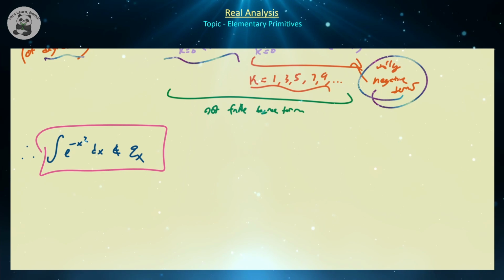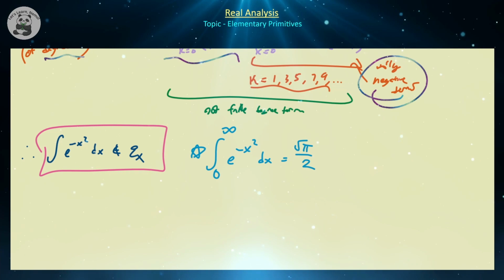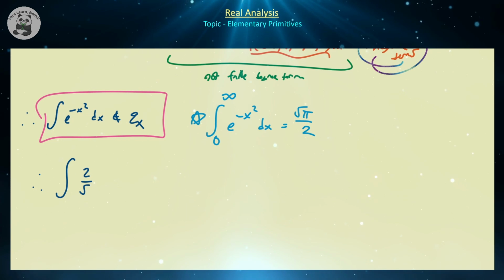And this motivates the creation of a new function. But before we do that, do recall, at least from multivariable calculus and polar coordinates, that the integral from 0 to infinity of e to the minus x squared dx will be equal to the square root of pi divided by 2. So if I multiply both sides by 2 over the square root of pi, I do get 1. So if this is not an elementary primitive, we also have that the integral of 2 over the square root of pi times e to the minus t squared dt also will not be an elementary primitive.